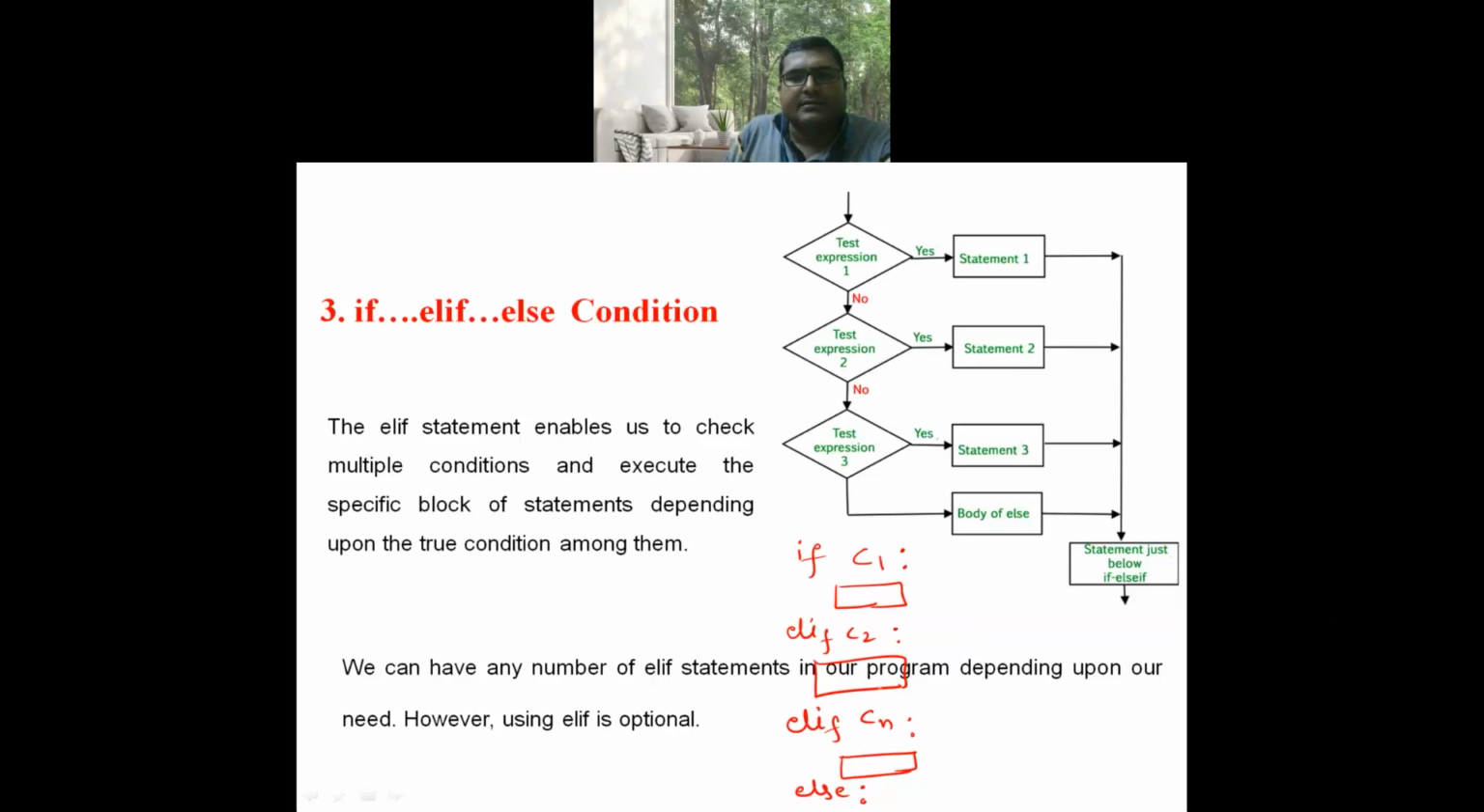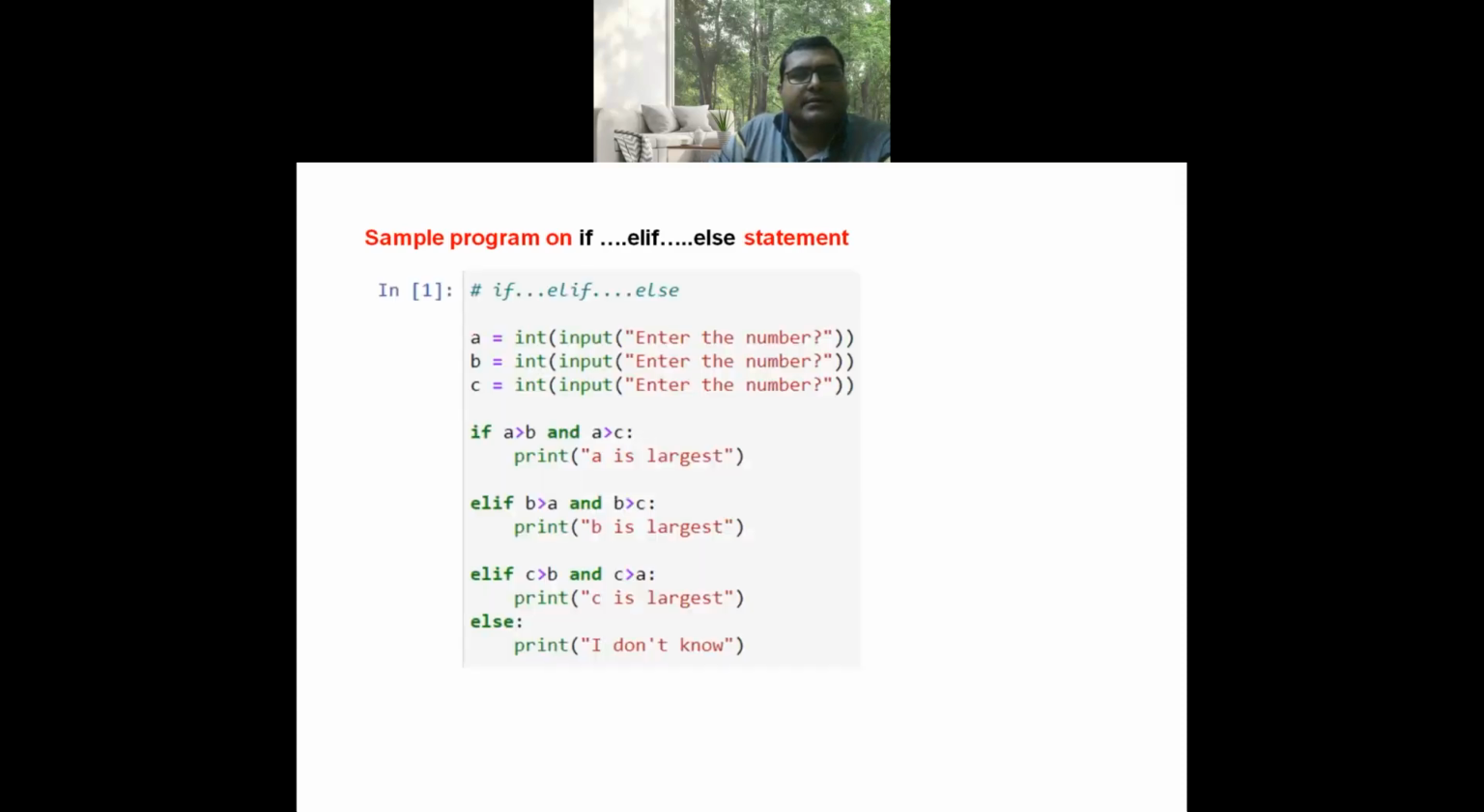Let us explain with some sample programs. Sample program to demonstrate the if elif else ladder to check the largest of three given numbers. Here the numbers are A, B and C. If A greater than B and A greater than C, A is largest. If B greater than A and B greater than C, B is largest. If C greater than B and C greater than A, C is largest. Else print I don't know.